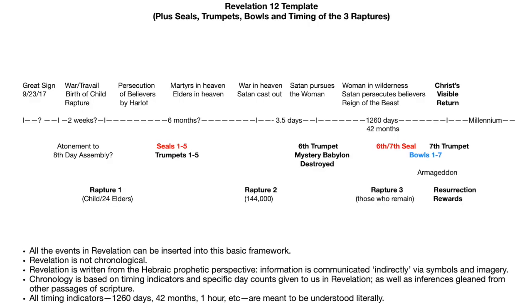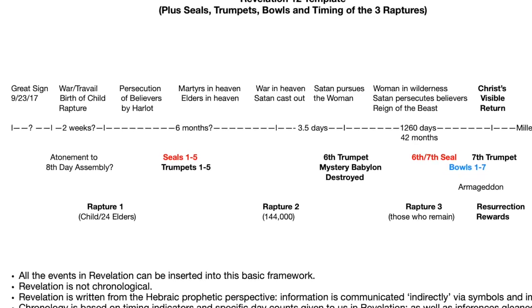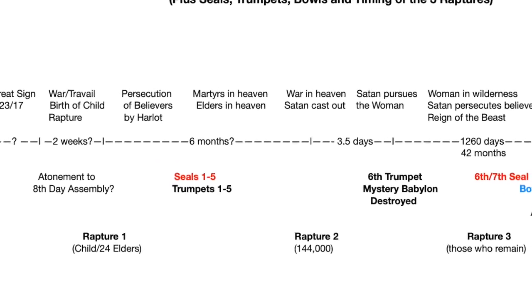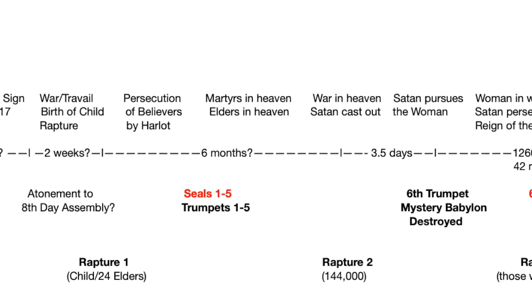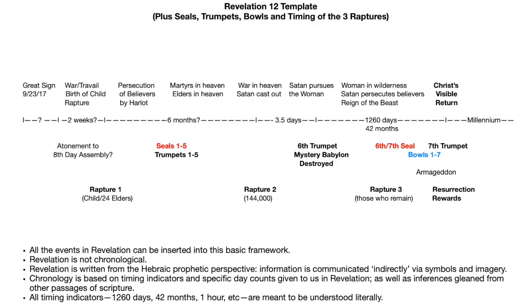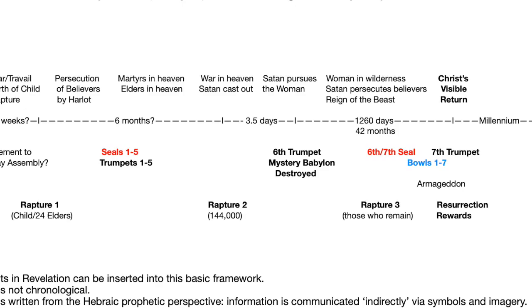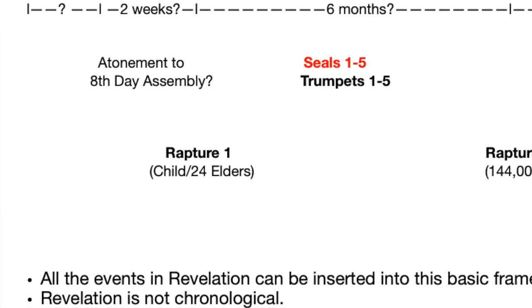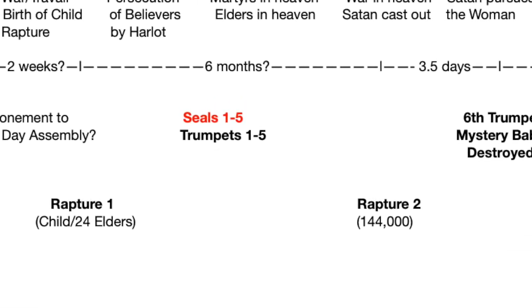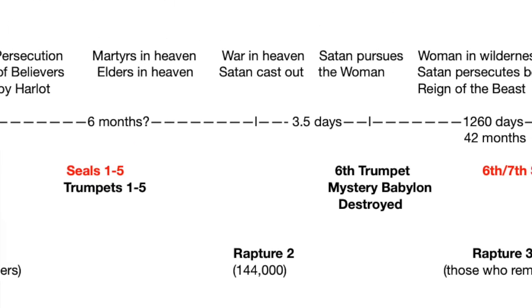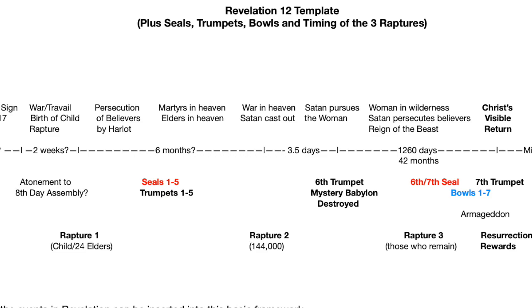And then after that, there is another segment of time that's about 6 months long. And where we get this number is we know that the 5th trumpet is going to be blown during this time period. And the 5th trumpet has to be over before the 6th trumpet can blow. We know the 6th trumpet is going to blow right here where Mystery Babylon is destroyed. So that means that there's about 150 days at least that have to take place. We know there's another 3.5 days that the 2 witnesses lie dead. So I'm figuring about 6 months between rapture number 1 and when Satan is cast out of heaven, which is also when the second rapture is going to take place, that of the 144,000.